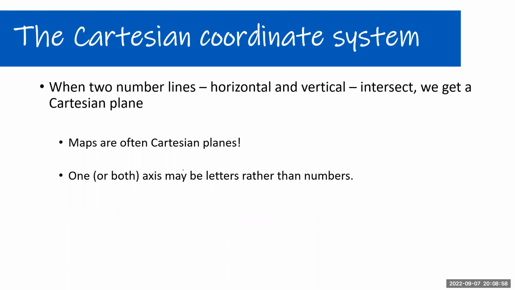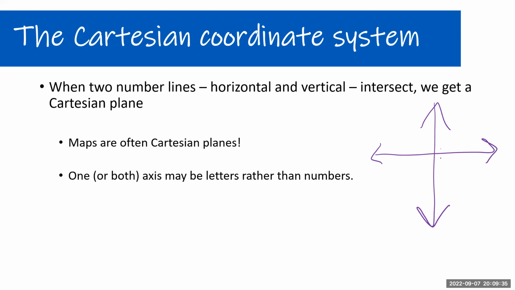Now, if we intersect two number lines, so one horizontal and one vertical, we're going to get what is called a Cartesian plane. Now, that sounds fancy, but really it's the graphing system that you are used to, okay? So we have one number line here, and we have one number line here, and that is the two-dimensional coordinate system that we usually see, the XY coordinates. A lot of times when we see maps, they are going to be Cartesian planes in the real world, and one or both axes may be letters rather than numbers.